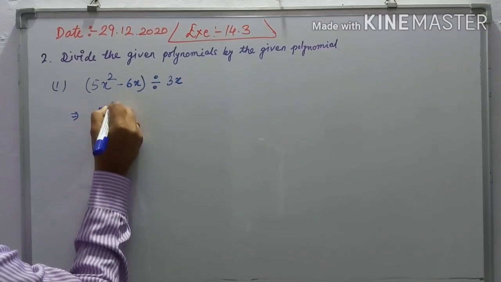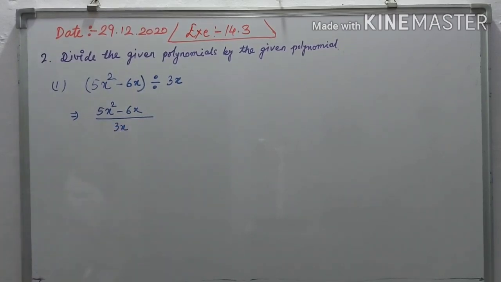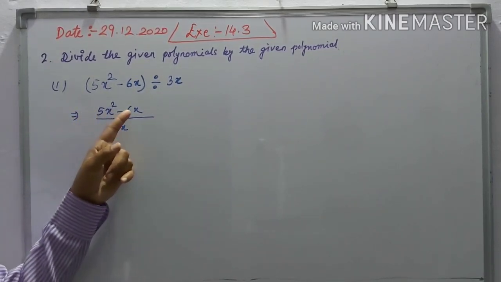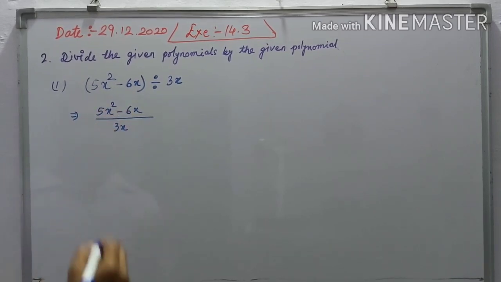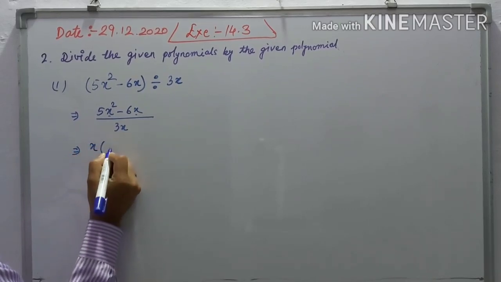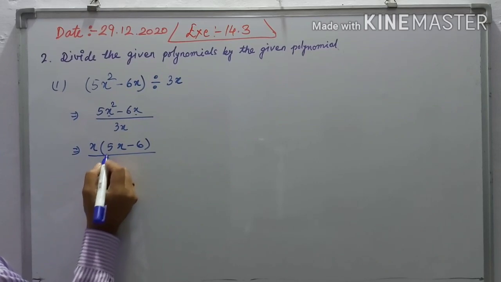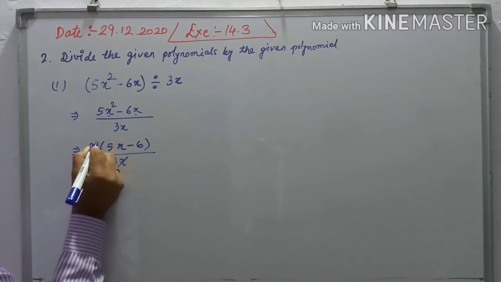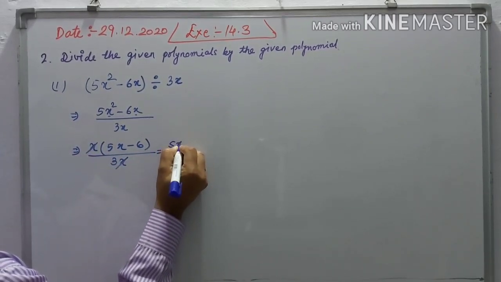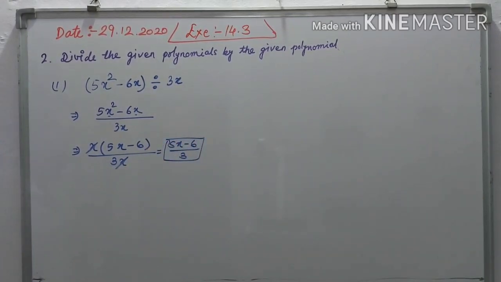Okay, so we solve. Now 5x square minus 6x upon 3x. Here the binomial terms will have a common term. The common term is x, both have x one time, and only 5x minus 6 will remain in the bracket, and in the 3x, the x cancels. In the given, the answer is 5x minus 6 upon 3. So this is the answer. Okay, so this pattern will be used in binomial to monomial.